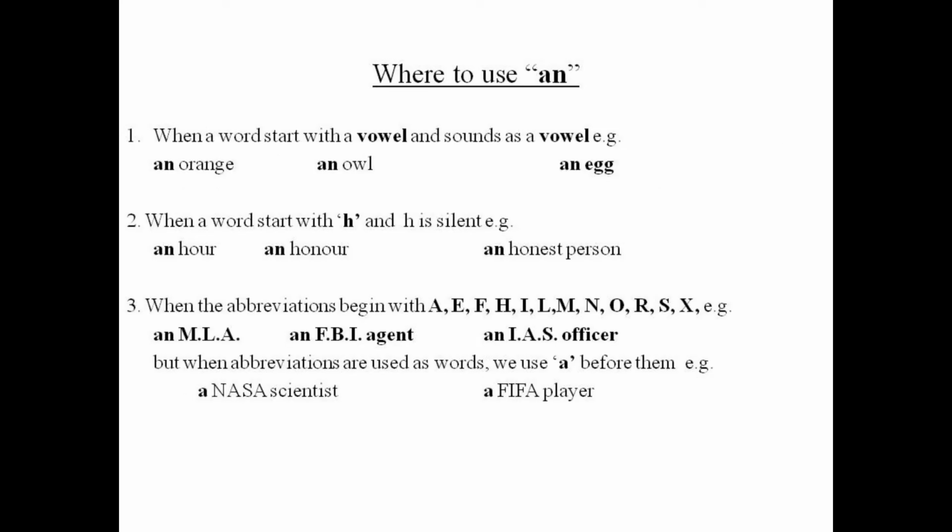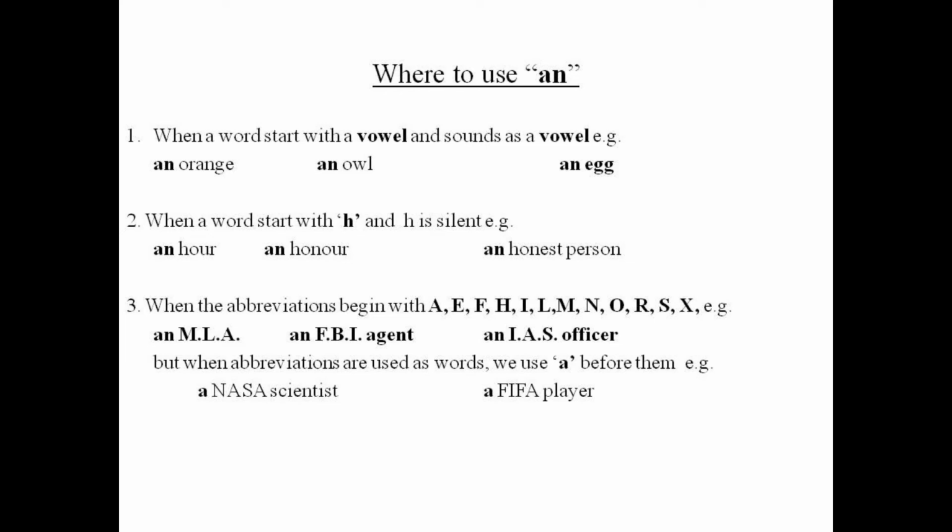Now we will see where to use an. Words that start with vowel and sound as vowel, like an orange, an owl, an egg, etc. Here the words orange, owl and egg start with a vowel and also sound as a vowel. Next, when the words start with H, a consonant, and H is silent, so the actual sound is of vowel O, like an hour, an honor or an honest person. In all the three, vowel sound is there and therefore we use an before them.